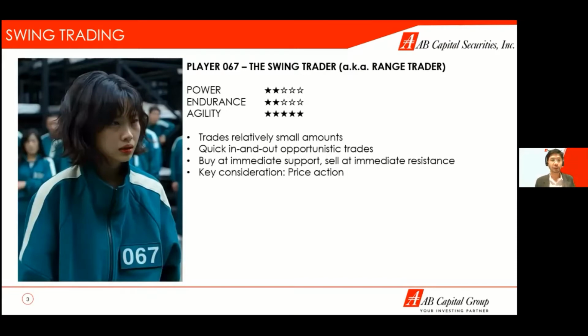So as I said, the swing trader usually trades relatively small amounts, quick in and out, opportunistic trades. They usually buy at the immediate support and sell at the immediate resistance. And the key consideration here is price action. Swing traders look for stocks that have a defined range, so you know where the support and the resistance are. The tools that are commonly used by swing traders are trend lines, the relative strength index or RSI, and occasionally some of them use Bollinger Bands.